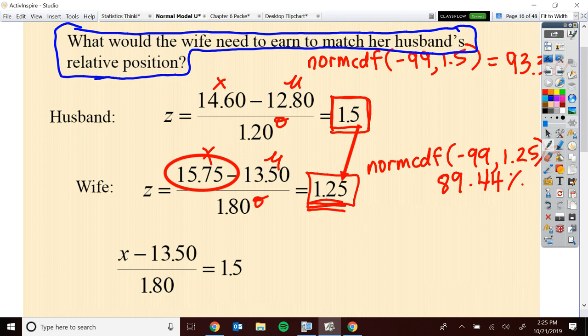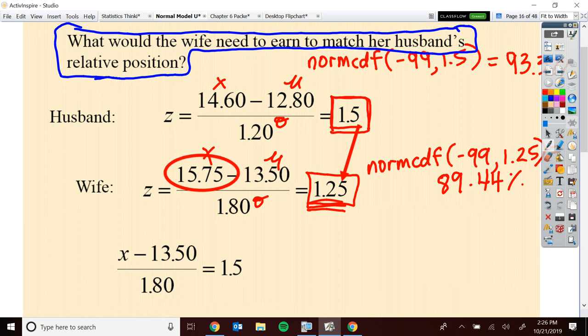What's your thought? So she wants to match the number of standard deviations from the mean. She wants to be 1.5 standard deviations away. Gotcha. Very good. Correct. All right, let's see how we did.